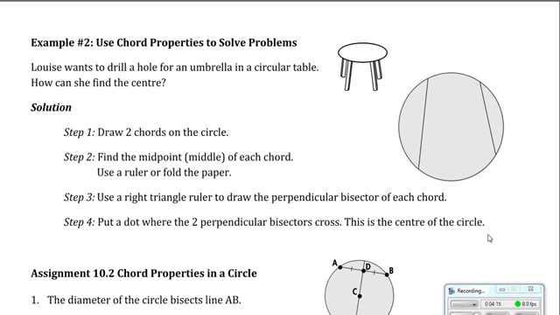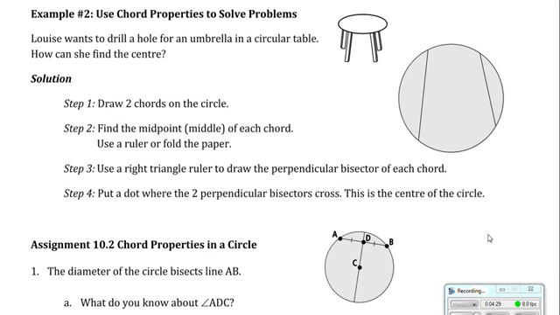Okay, sometimes we have to solve problems. I know, right? So this one says, Louise wants to drill a hole for an umbrella in a circular table. So she wants to put it in the middle. How can she find the center? So this is how you can do it. And I actually didn't know how to do this before, so I thought that this is kind of a cool trick to learn. So the first thing you need to do is just draw 2 chords. So you can draw them anywhere you want on the circle, as long as they're not diameter lines. So draw 2 chords, find the midpoint of each chord. Okay, so you could either fold them or you could measure. So find the midpoint of each chord after you've measured it, and then you just make a little dot.